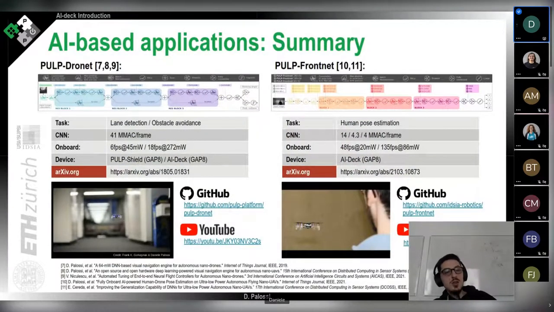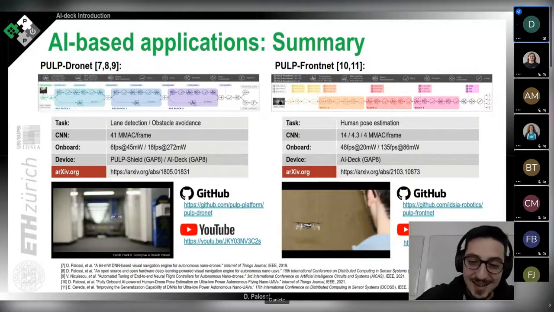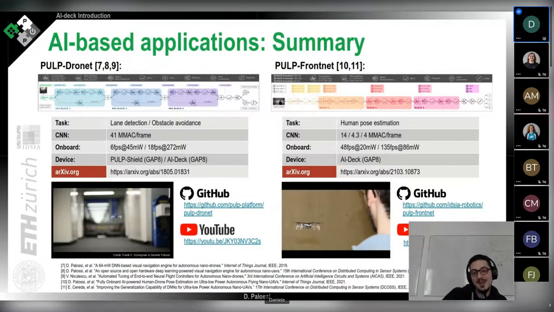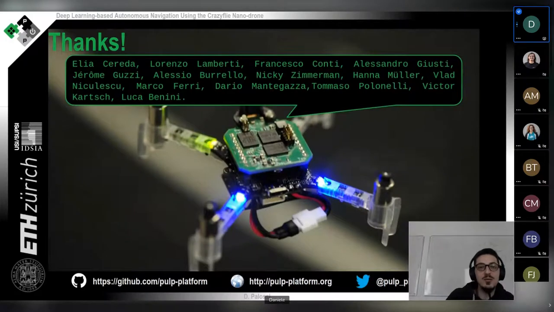So in summary, we saw the history of part of our work on AI-based applications such as PULP-DroneNet and PULP-FrontNet. You have open source for both of them. Also, PULP-FrontNet is available on GitHub. You have videos and there are publications. Please take a look at them and let us know if you have ideas or you want to collaborate more. And with this, I thank you for the attention.